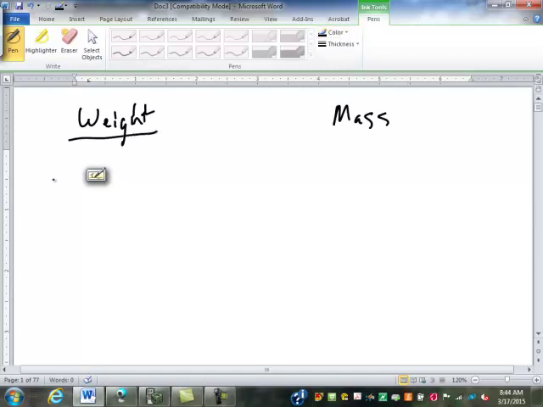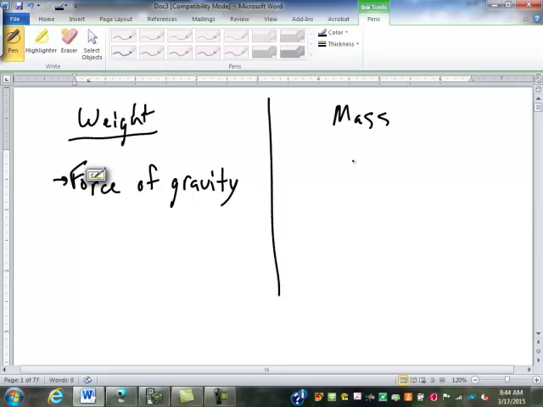Weight is the force of gravity. Mass is the actual amount of matter in an object. Matter is just the particles, the atoms and molecules and everything like that in the object.